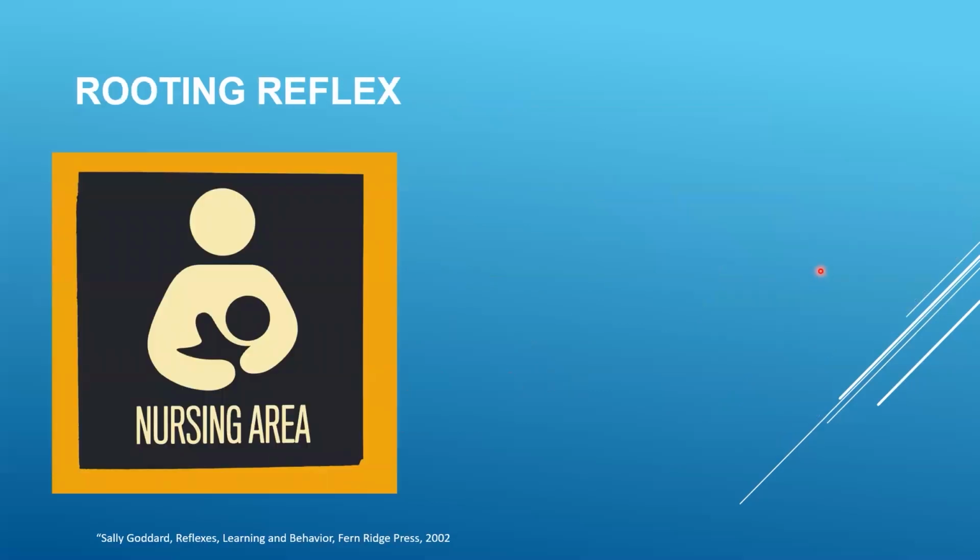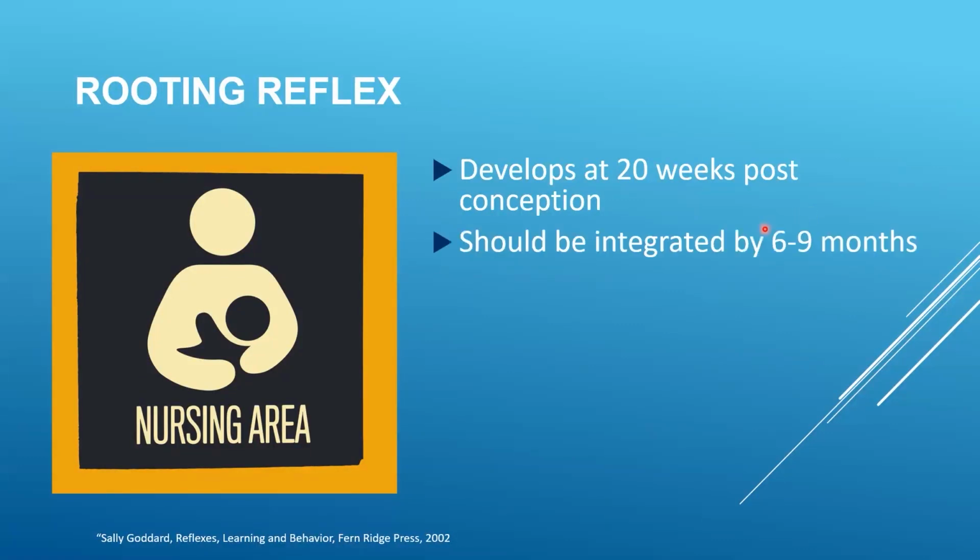Another one is the rooting reflex. This develops at about 20 months post conception. The rooting reflex, just like it shows in the picture, is about rooting at the breast or at a bottle in order to take in nutrition, so trying to get milk, trying to get nutrition. This should be gone by about 6 to 9 months.